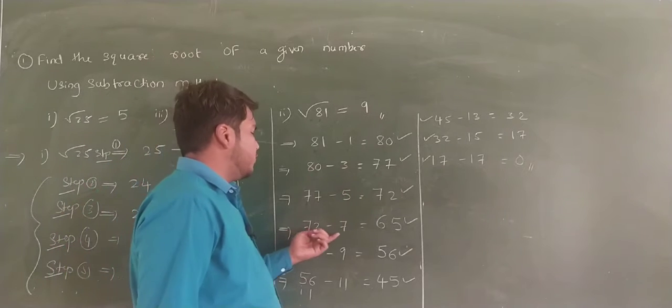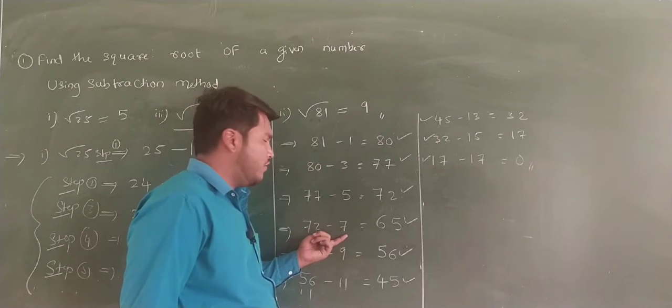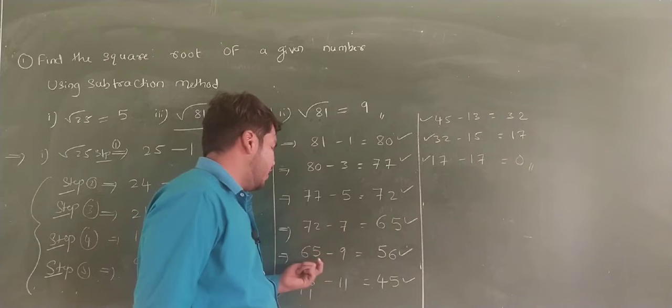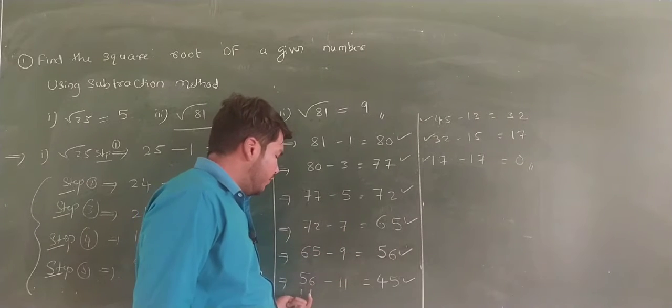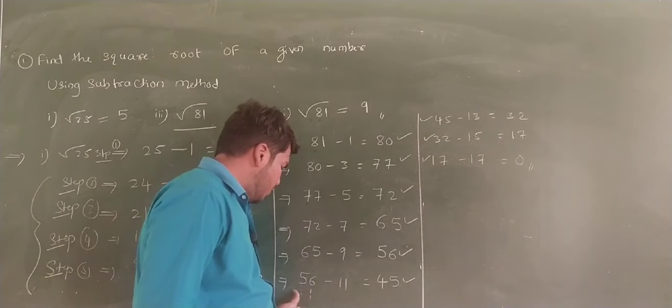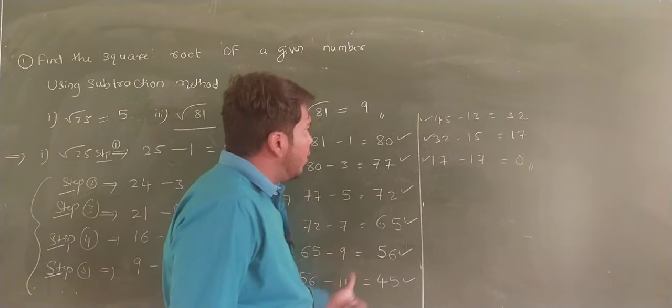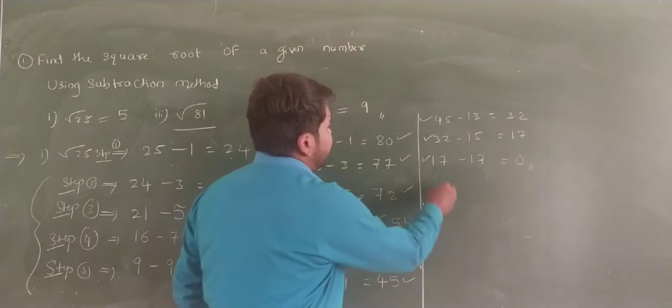So 72 minus the next odd number, which is 7. 72 minus 7 is 65. Next, 65 minus 9 is 56. 56 minus 11 is equal to 45. Like this we go on continuing. Okay, so up to 9 steps we have completed.